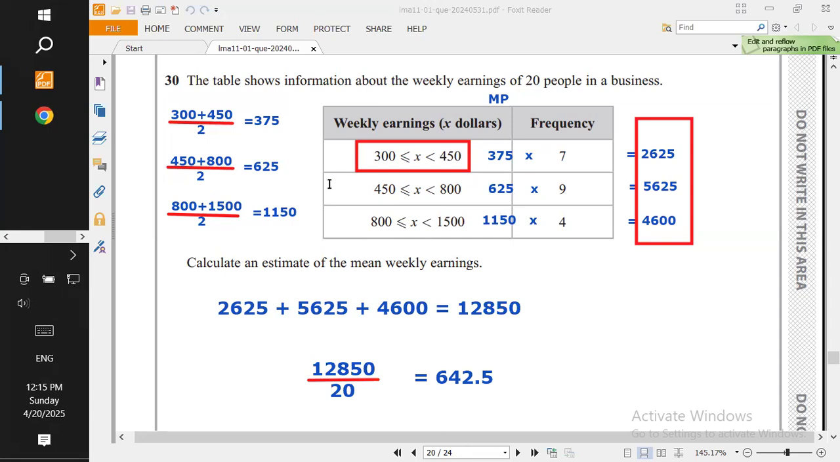So focus on the steps. First thing we did, we found the midpoints by adding and dividing by 2. And then we multiplied each midpoint by the frequency in front of it. And then we added these numbers. And then we divided by the total frequencies to get the mean of this data.